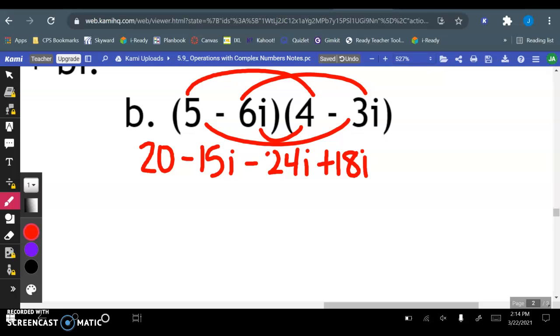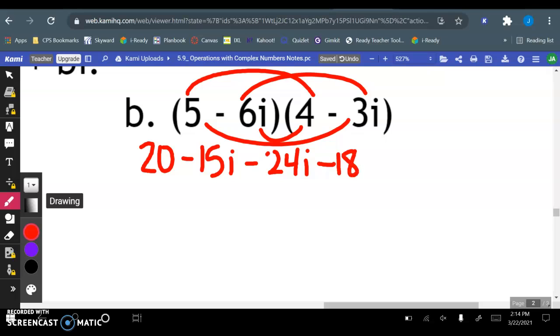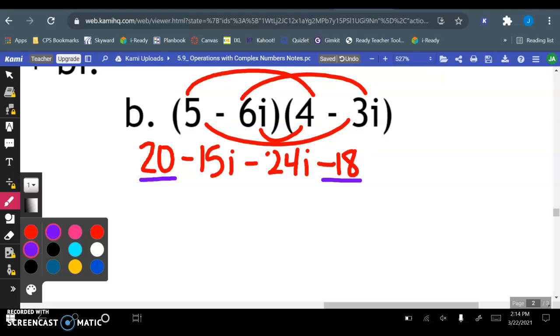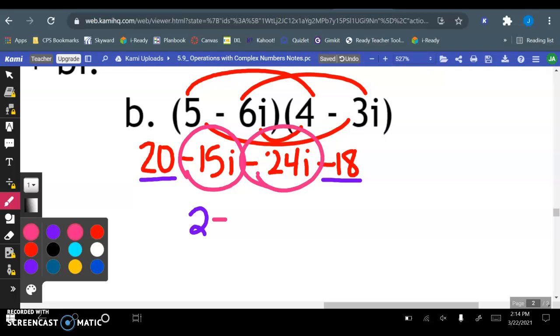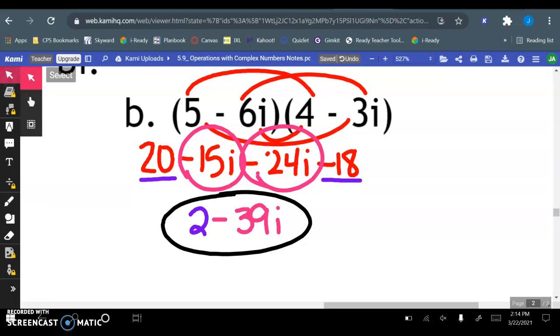And i squared is the same thing as negative 1. If I multiply 18 and negative 1, I'm going to get negative 18. So this is going to simplify down to negative 18. And then I have to combine like terms. So I have 20 and negative 18 that go together to make 2. And then I have negative 15i and negative 24i that would make negative 39i. And that would be my final answer. It's a real number and then the complex number in the back.